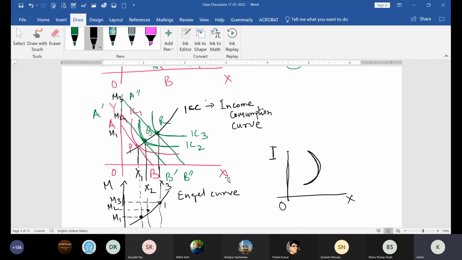Let me also discuss some other form of indifference curve. Sometimes, in exceptional cases, when there is a perfect substitute, the indifference curve may be a straight line. That possibility is also there. When there is perfect substitution between your X and Y, then you may get an indifference curve which is a straight line. This is your perfect substitute.